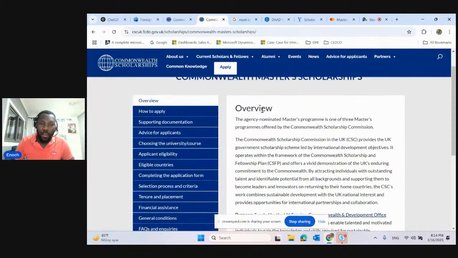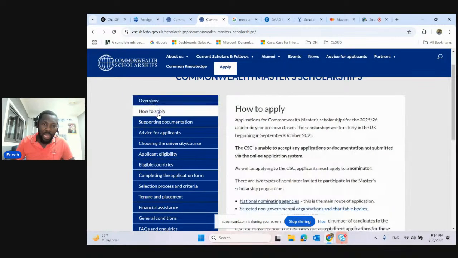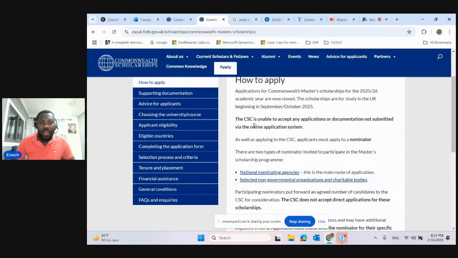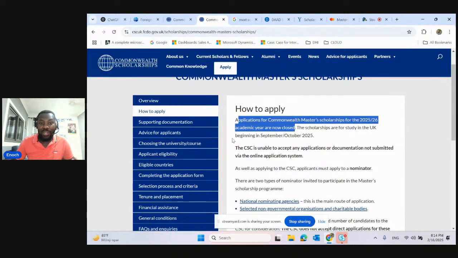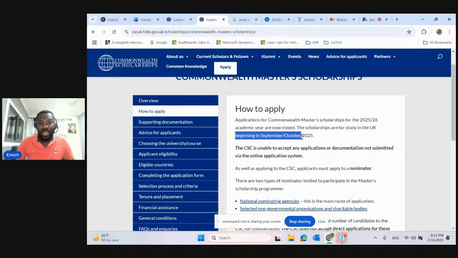So here we know there is an overview, but how to apply again, you have to read carefully. They have the 2025-2026 academic year, which is already closed because the application was at the beginning of September. The application for the Commonwealth Master's Scholarship for the 2025-2026 academic year is now closed. The scholarships are for study in the UK beginning in September.